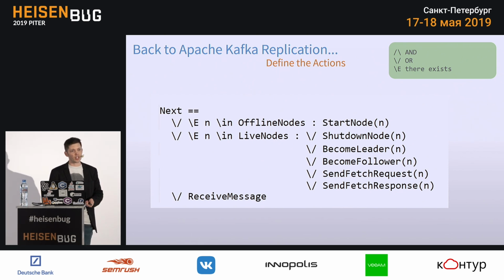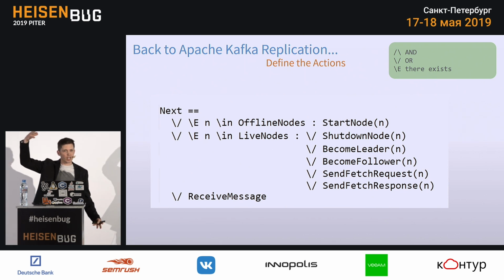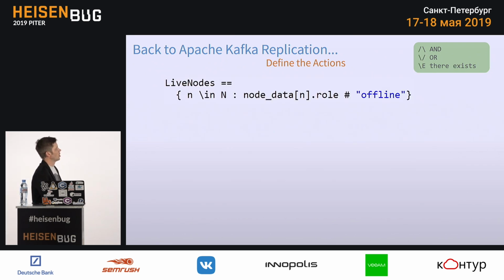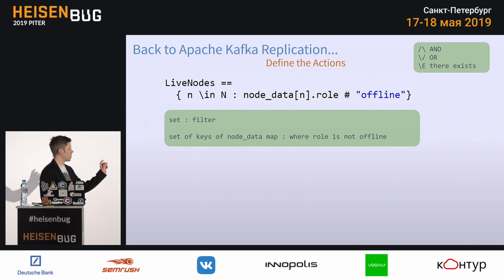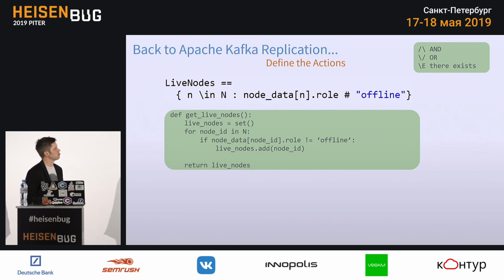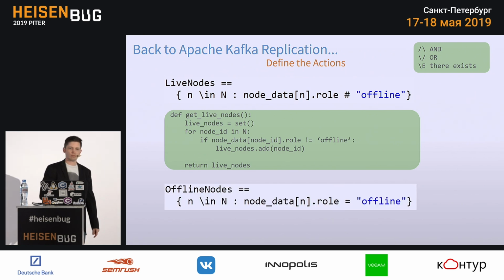Just like in programming, you've got functions. You can decompose your big formula into lots of tiny little sub-formulas, just like you do in programming. So our live nodes formula basically says for every node in our constant, which is all the Kafka nodes, its role cannot be offline. And it basically creates a set filtering that it cannot be offline. Okay, so that's basically a formula that represents all the live nodes. Okay, so we have this set and filter syntax. In Python, you would write some kind of loop. And offline nodes is just where they're offline.